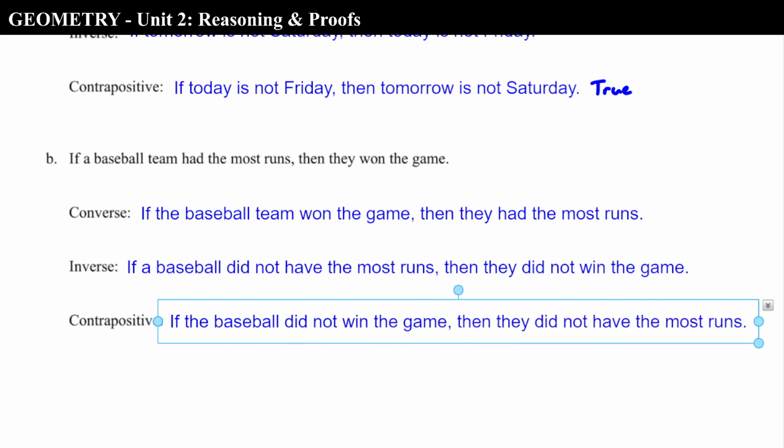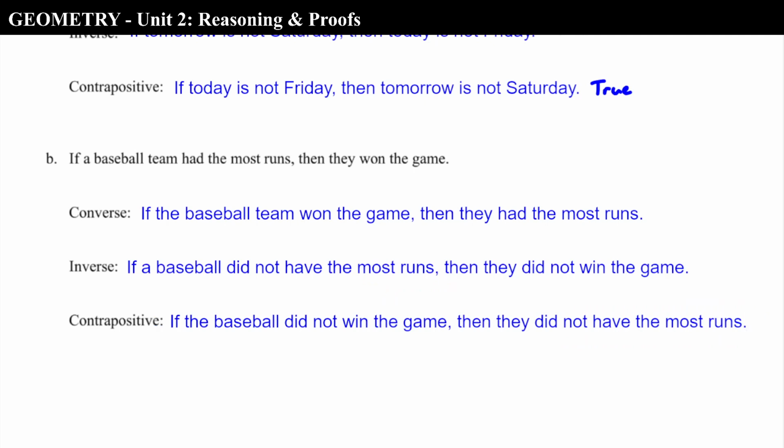Okay? Let's look at the truth value for each of these. If a baseball team had the most runs, then they won the game. That's true. So that means the contrapositive must also be true. If the baseball team won the game, then they had the most runs. That's true, because that's how you win the game. If you have the most runs, then you win the game. And that means that the inverse is also true. So those are a couple of examples where all 4 can be true.